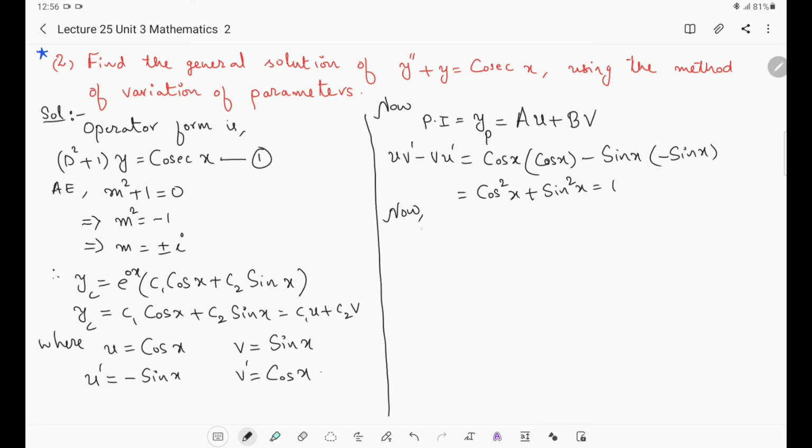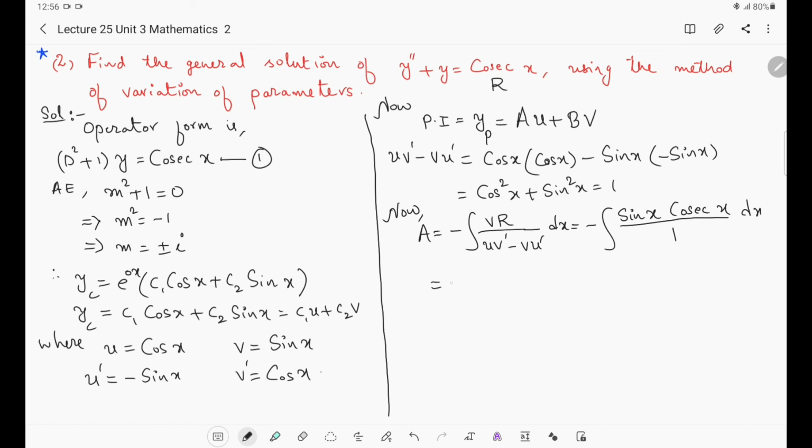Now we have to find A and B. A is given by minus integral of V r by u v dash minus v u dash into dx, which is minus integral, where V is sin x. What is r? See this equation. R is the right hand side function, which is cosecant x, divided by u v dash minus v u dash, which is 1, into dx, right.